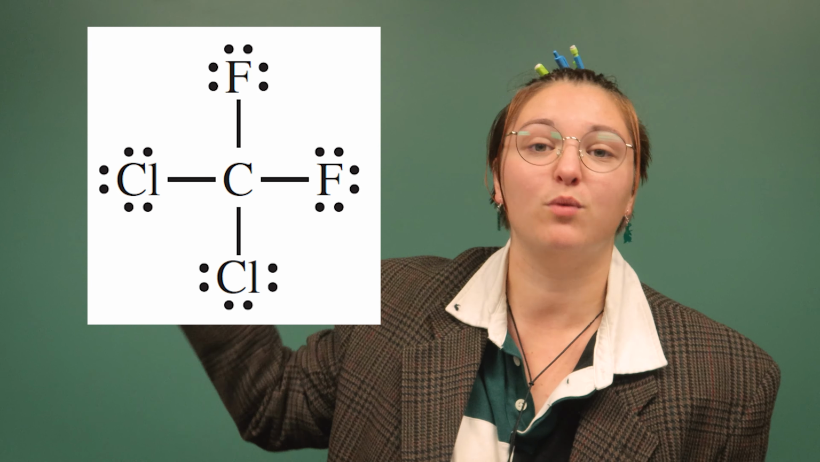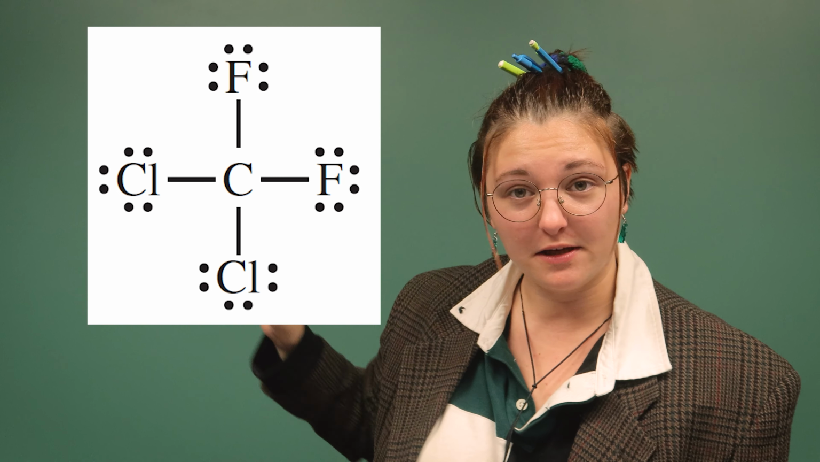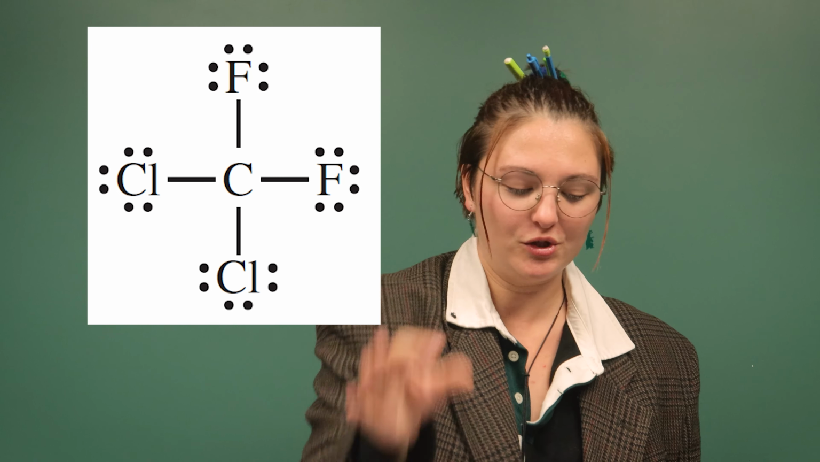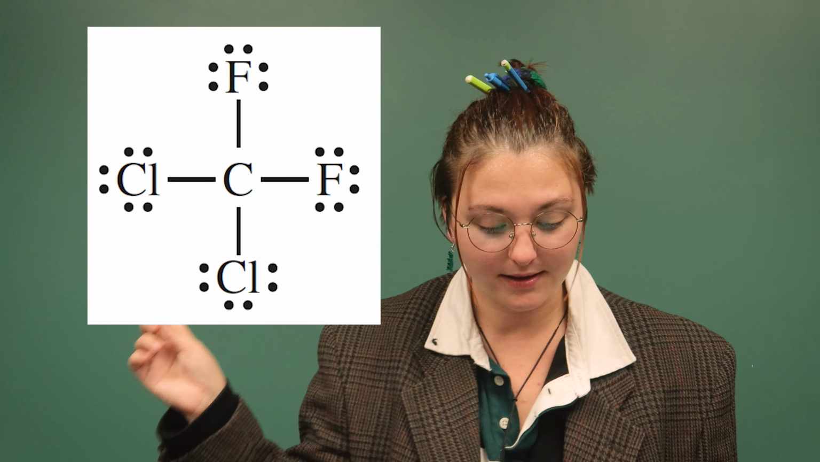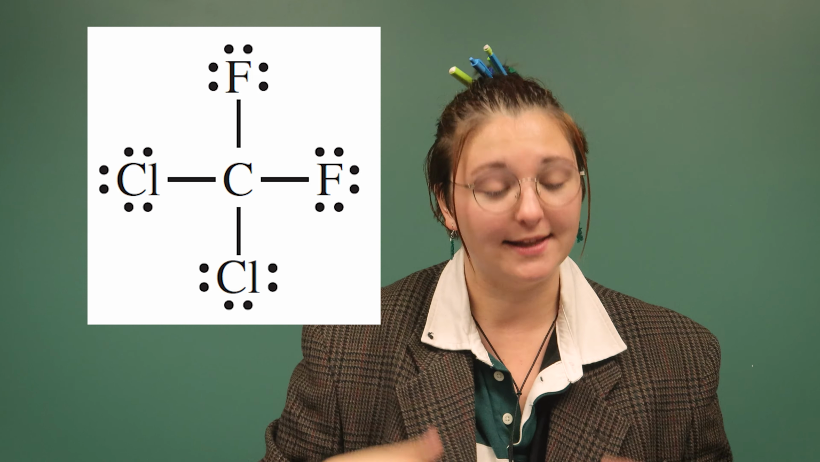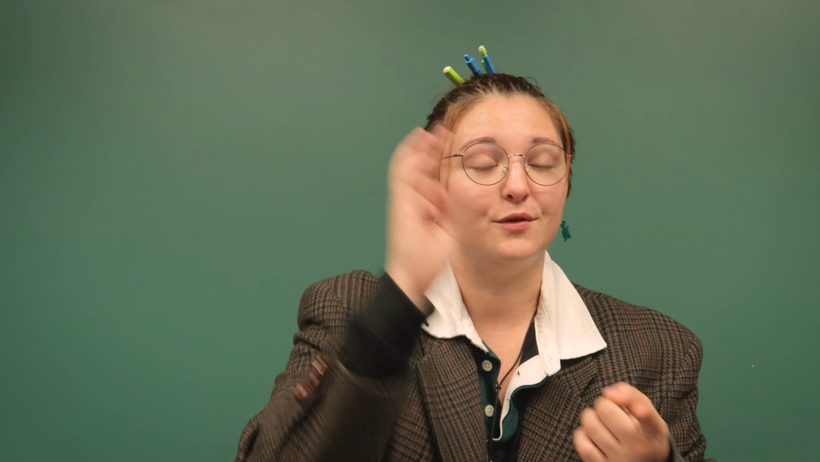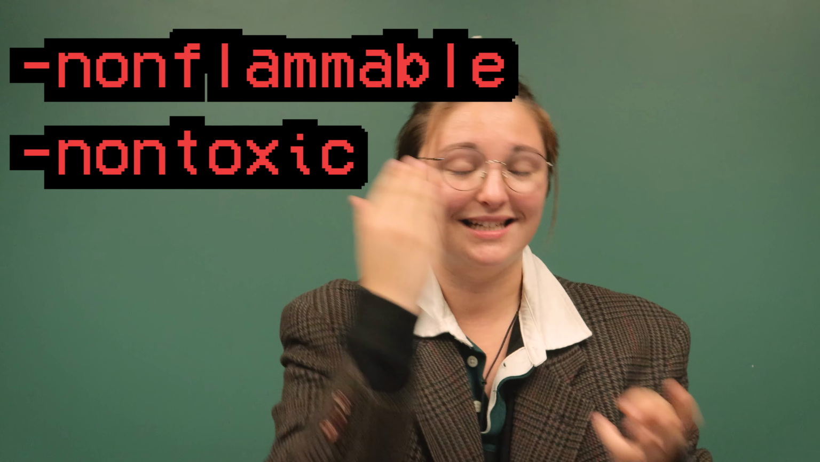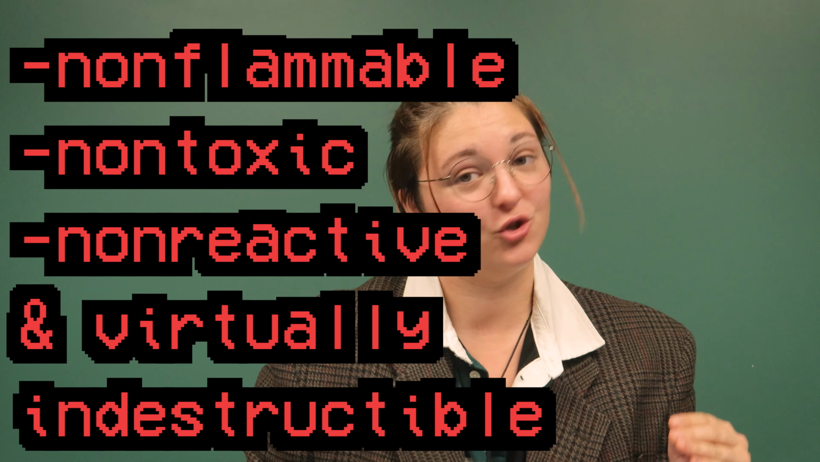This is what CFC12 looks like. See how even it is? CFCs have chemical structures that are perfectly balanced. The base carbon is connected to the chlorine and fluorine atoms without any extra valence electrons. Chlorofluorocarbons are so stable that they're non-flammable, non-toxic, non-reactive, and virtually indestructible.